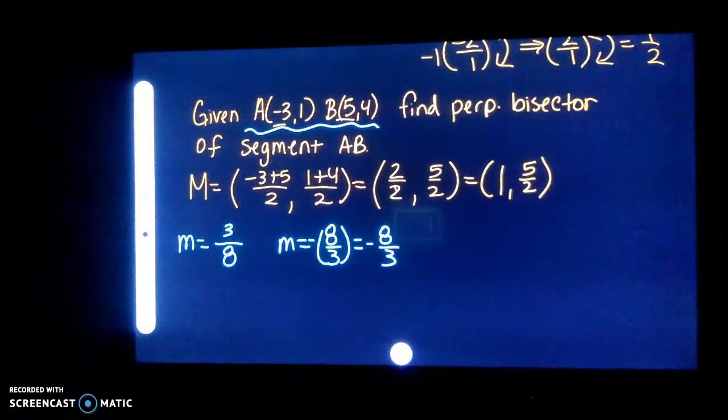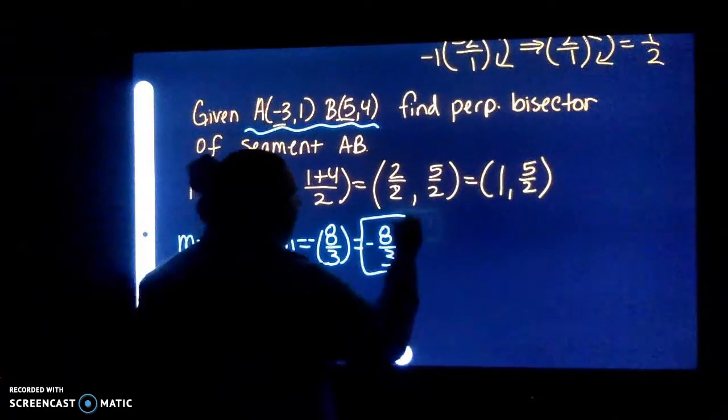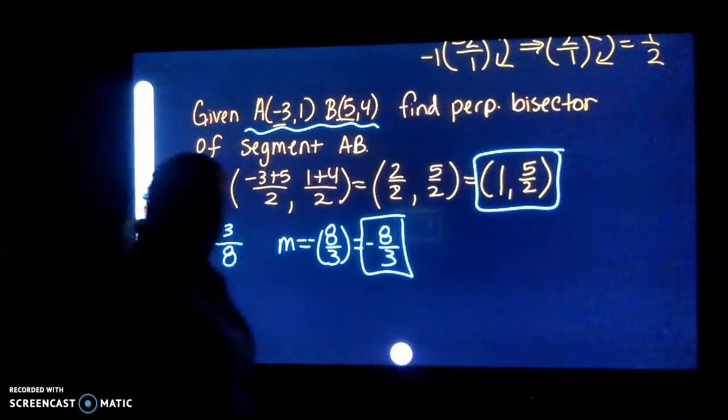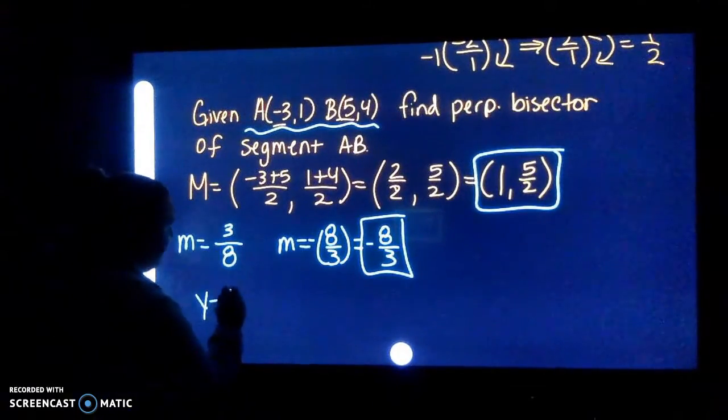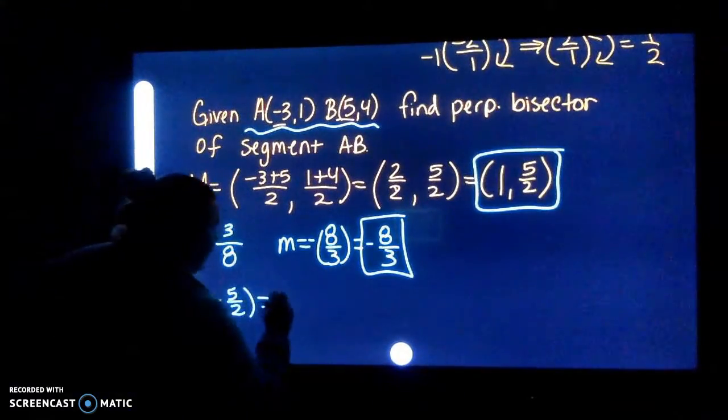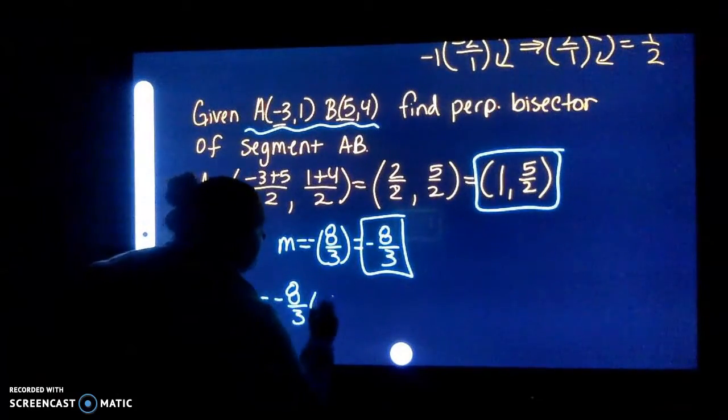Now all I have to do is write the equation of the line that has that slope and goes through that point and put it in point slope form. So I have y minus 5/2 equals my slope, -8/3, times x minus 1.